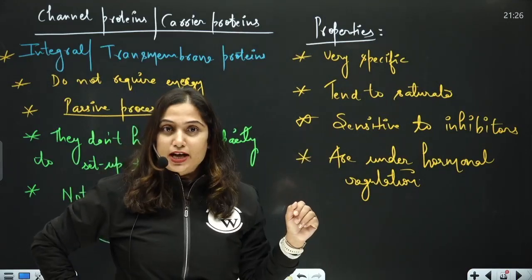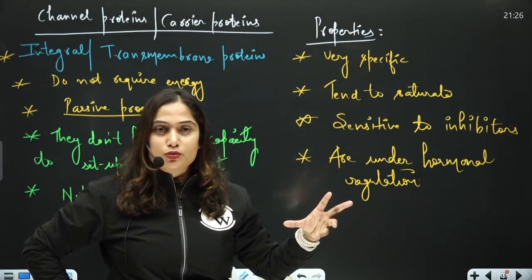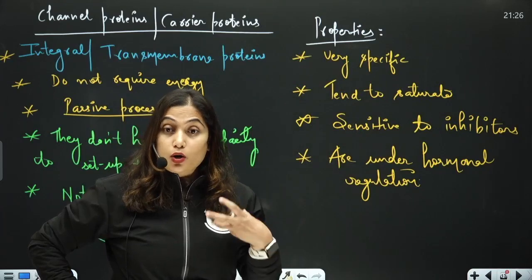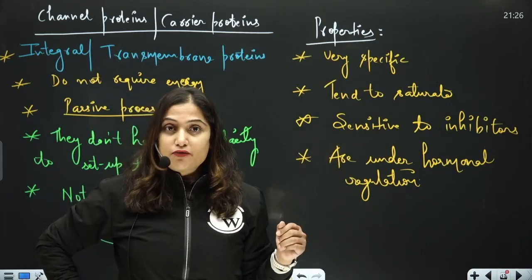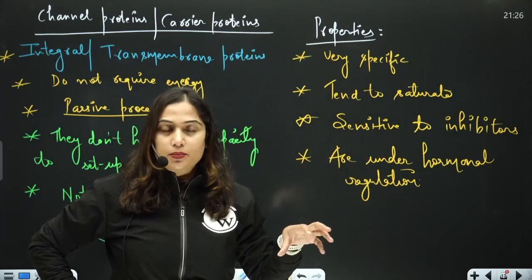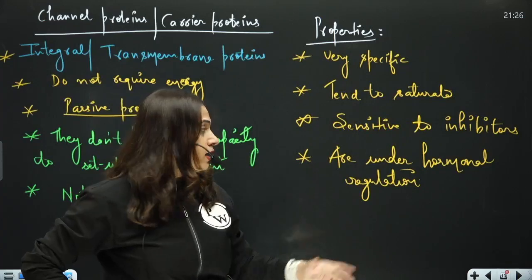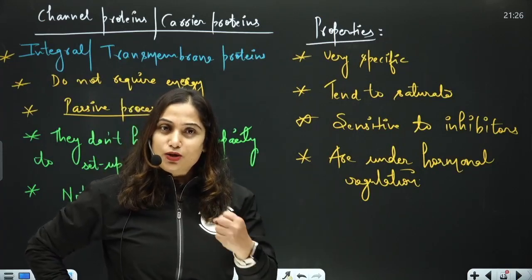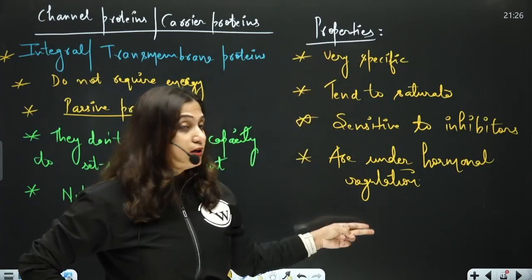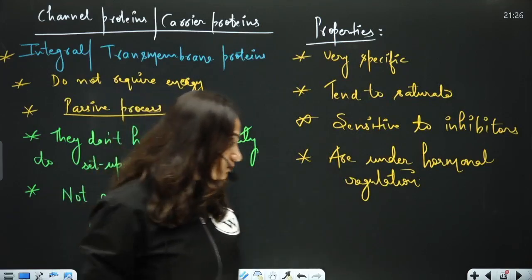Then they tend to saturate. They have their own limit. They cannot transfer thousands of molecules at one time. They have their own limit. After that, they saturate. They are very sensitive to inhibitors. If any chemical inhibitor is present in the plant, they are very sensitive to it and will stop working. And they are under hormonal regulation. The hormones regulate their activities. So these are the properties of the channel proteins or the carrier proteins.